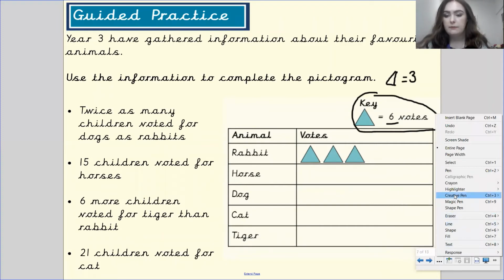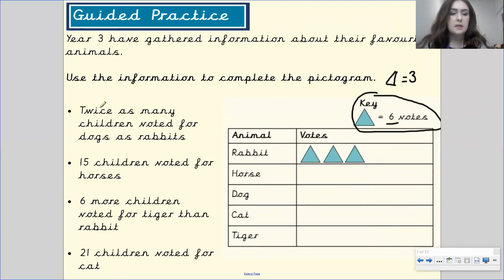Okay, now let's have a look at the first one. So the first one says, twice as many children voted for dogs as rabbits. So if we have a look at our pictogram, we can see that we've already got the rabbits on there. So each one is worth 6, which means here we've got 6, 12, 18 rabbits. Just note that there so we know. Now we know twice as many children voted for dogs, which means we are going to double what we have here. So we need to draw those 3 triangles first. And then we're going to put 3 more on because it's doubled. And that's our first question done.